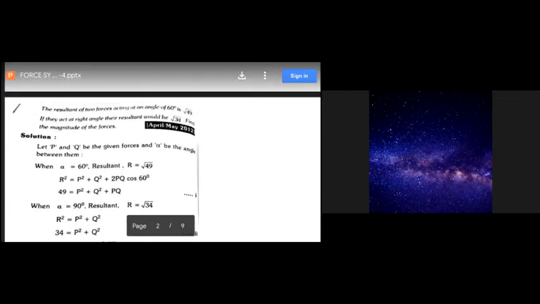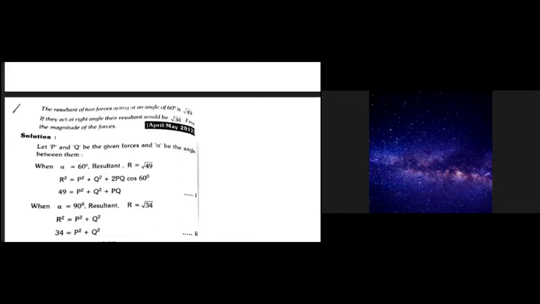Okay, the question is: the resultant of two forces acting at an angle of 60 degrees is root 49. If they act at right angle, the resultant would be under root 34. Find the magnitude of the forces. Okay, it's an important problem for essay questions.